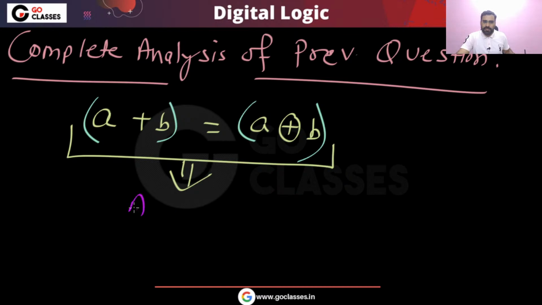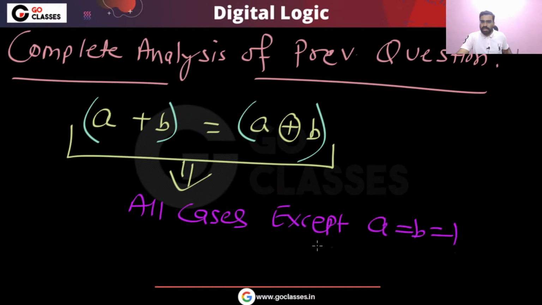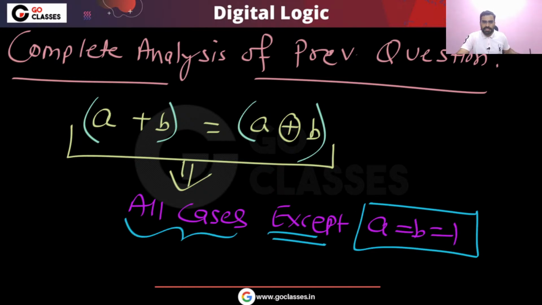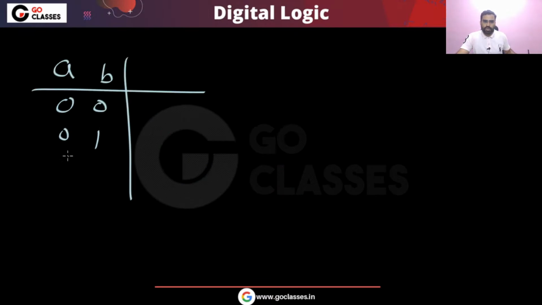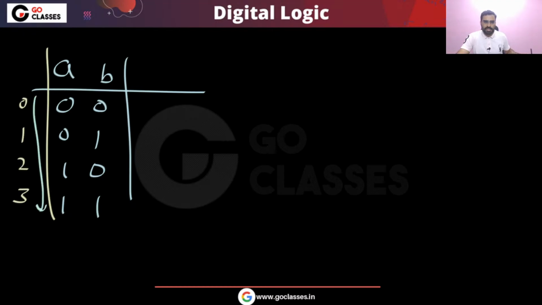You can notice they are the same in all cases except when both are 1. Yes or no? They are the same in all cases except when A, B both are 1. Because when both are 1, you can very easily see this. This is your A, this is B, and this is the truth table 00, 01, 10, 11. This is the standard truth table, in the order 0, 1, 2, 3.